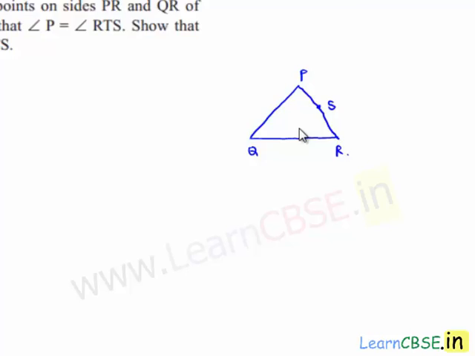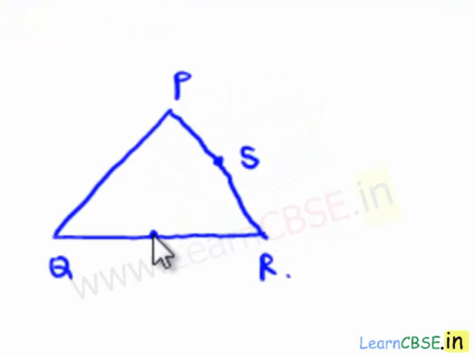Moving on to fifth question. S and T are points on sides PR and QR of triangle PQR such that angle P is equal to angle RTS. Show that triangle RPQ is similar to triangle RTS. Now moving on to solution. He says that there is a triangle PQR in which S is a point on PR, let it be here somewhere, and T is a point on QR.